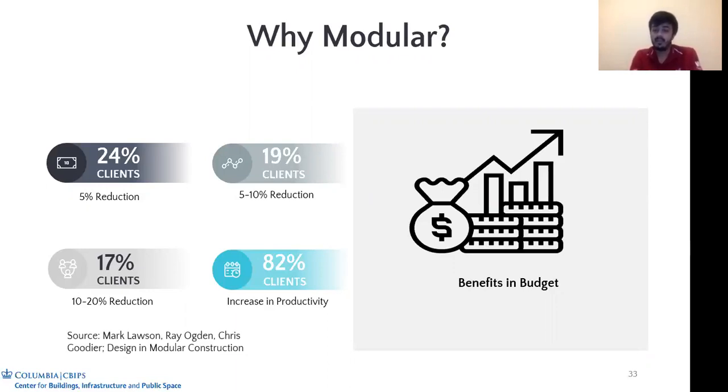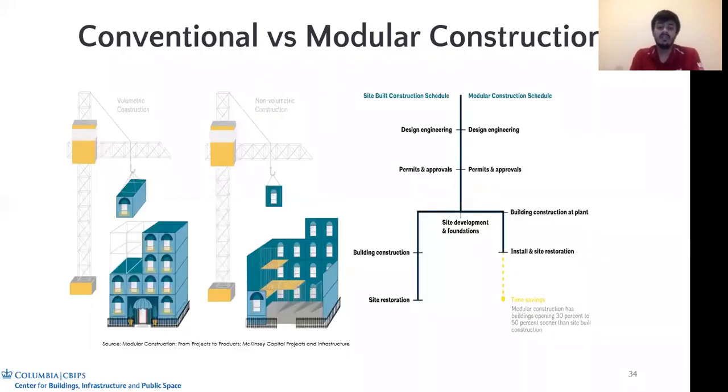And one major takeaway when it comes to opting for modular construction is the increase in productivity. 82% of the developers who opted for modular construction have obtained a substantial increase in productivity.